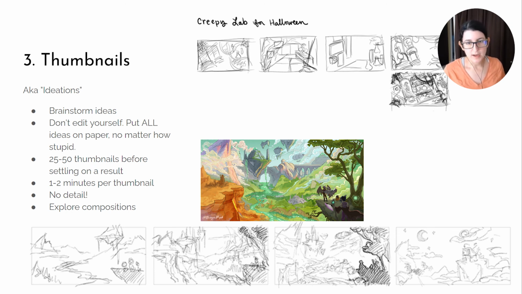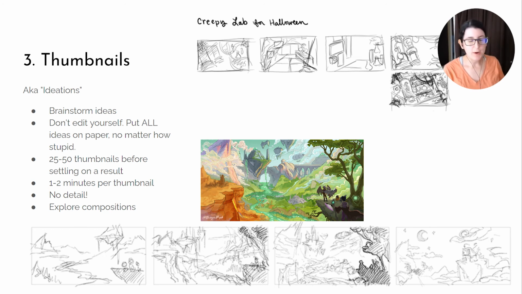You may not come up with as exciting or interesting ideas. You want to put down even the dumb ideas, because even those dumb ideas can lead to good ideas. There may be some piece of it that might be interesting to you. And you don't want to spend a lot of time on these, just 1 to 2 minutes per thumbnail. Don't go into detail. You don't have time for that. You just want to be really quick.